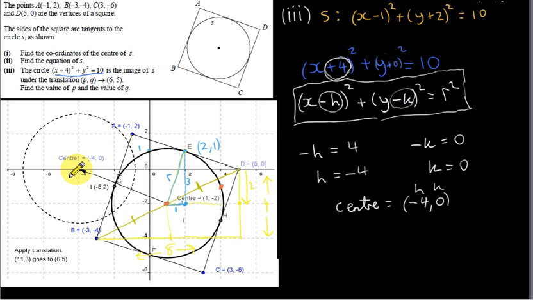What about the radius of this circle? Well, we just compare r squared to this number here. R squared equals 10, so r is the square root of 10.